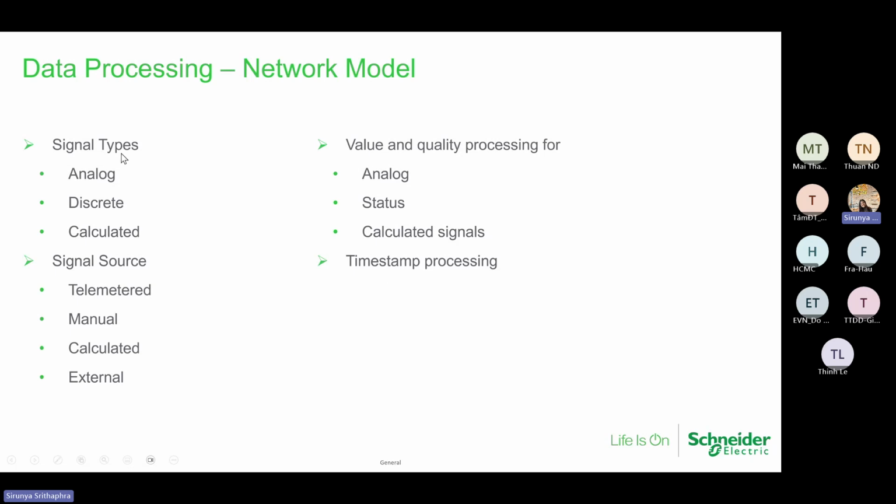The next one is the data processing network model. You also have to define how many analog points, how many digital points, and if you have calculation points, you also have to inform us. I heard from Pong Sin that last week you discussed having one command to control several signals.